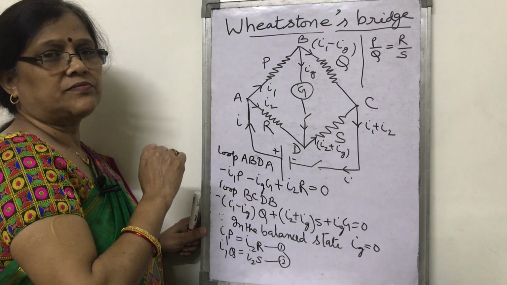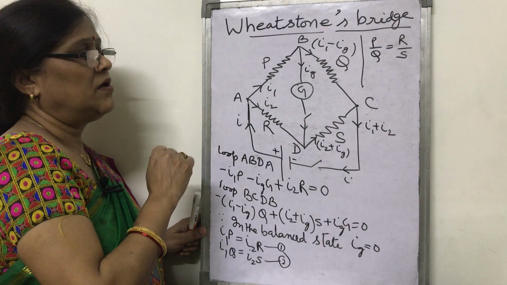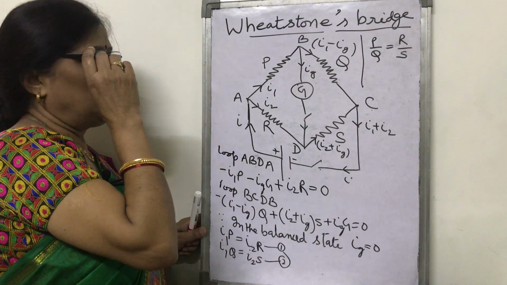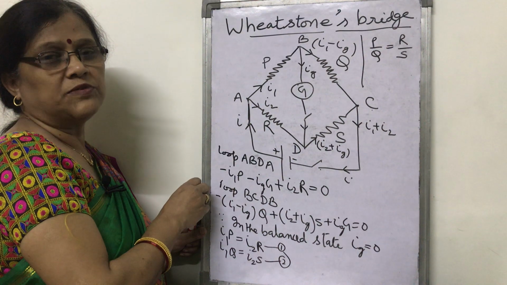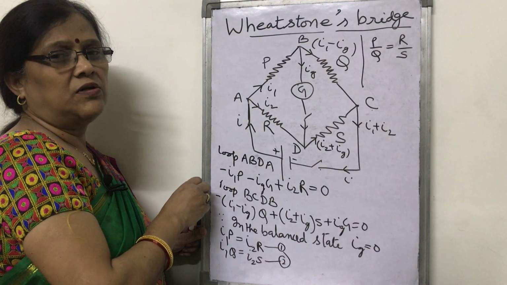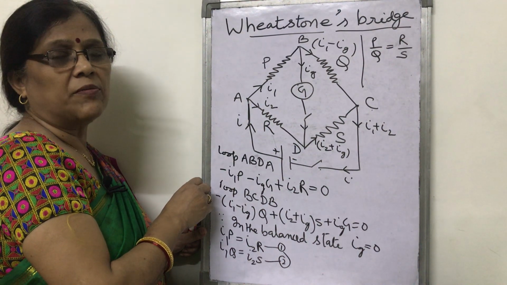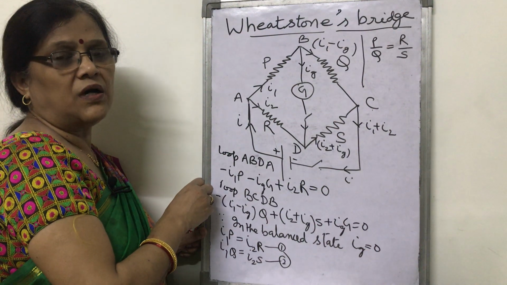You have proved it. Now some viva questions based on it. Number 1: which two arms are said to be ratio arms, which is the known arm, which is the unknown arm?